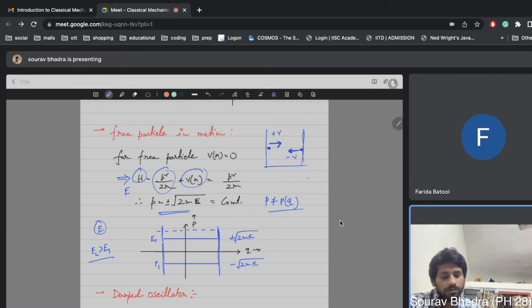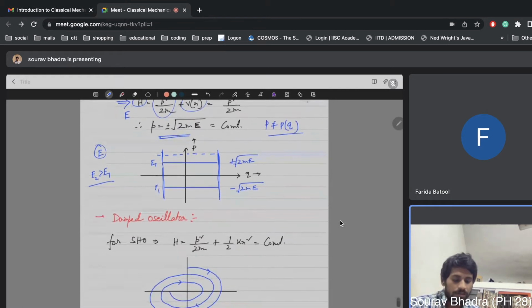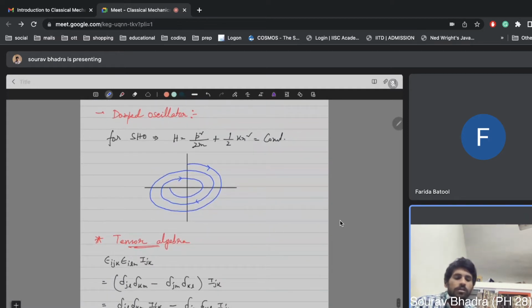Okay, so this is the phase space diagram of a free particle. So this type of question generally is a very good question for the exam. You can find some question like this in the exam also. Okay, so now coming to the damped oscillator.